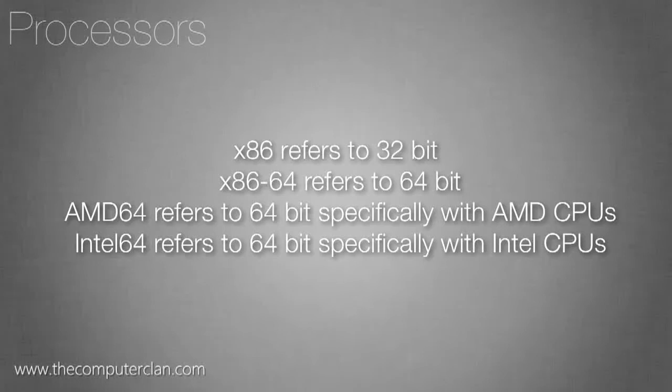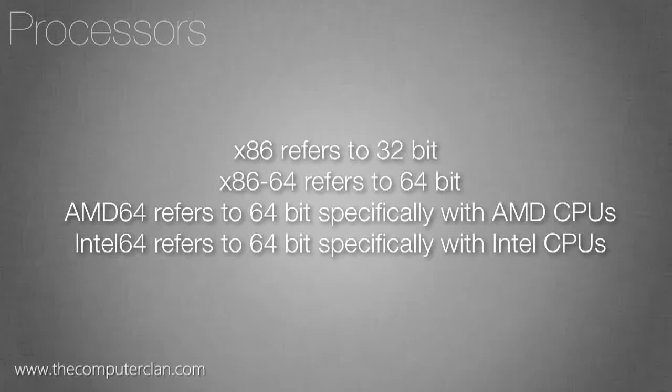Now, types of processors there are. Here are the basic ones. If you see something that says x86, that refers to 32-bit instructions. If you see it say x86-64, that typically refers to 64-bit instructions. And if you see AMD 64 or Intel 64, that refers to 64-bit specifically with those CPUs.